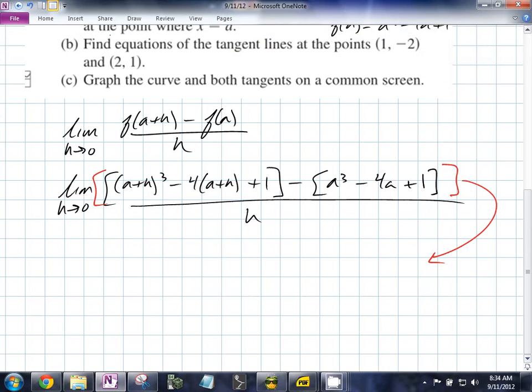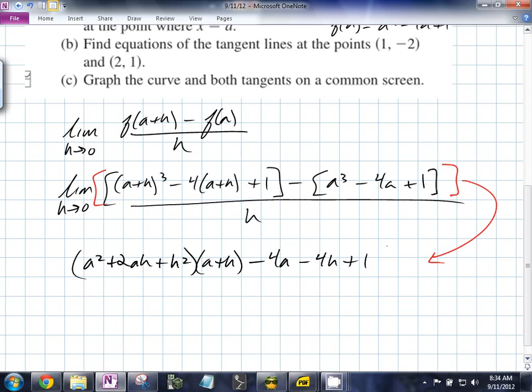You're going to have to cube the a plus h. Yeah, you're going to have to actually multiply it out. There's no way around it. You have to multiply out the a plus h cubed. You absolutely have to. So when you do that, you end up with a squared plus 2ah plus h squared times a plus h minus 4a minus 4h plus 1.